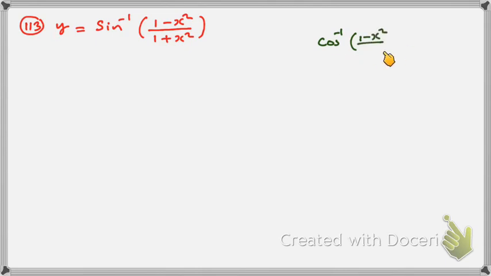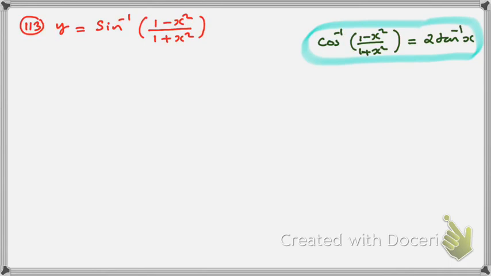Cos inverse of (1 minus x square) by (1 plus x square) is 2 tan inverse of x. This is something which we learn in the inverse trigonometric functions chapter. But unfortunately for us here, it's sine inverse. So is there any way I can change this sine inverse into cos inverse?